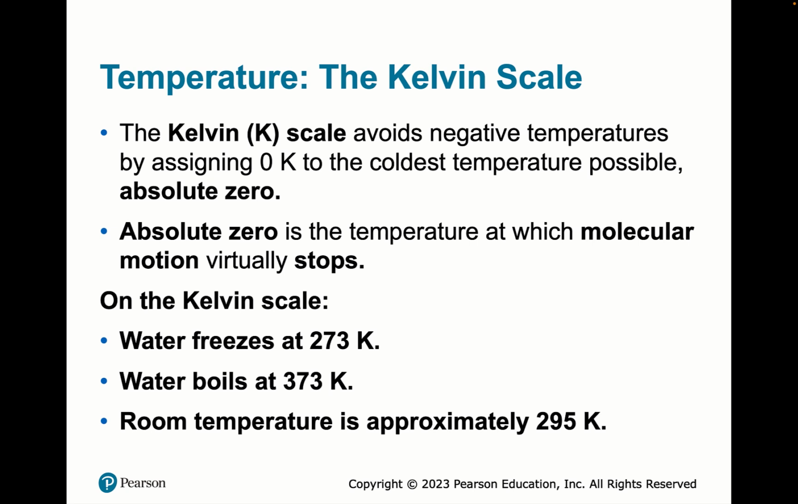So the Kelvin scale, this is the absolute scale. Remember, the definition of temperature is average kinetic energy. So what does it mean when something is not moving? You can't get colder than absolute zero, and at absolute zero motion virtually stops. You're wondering, why do you have the word virtually there?